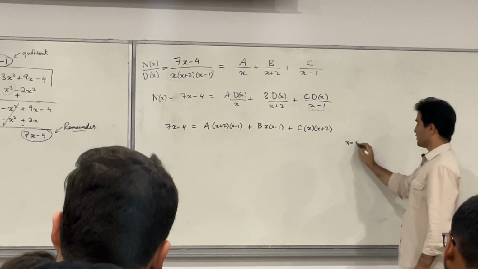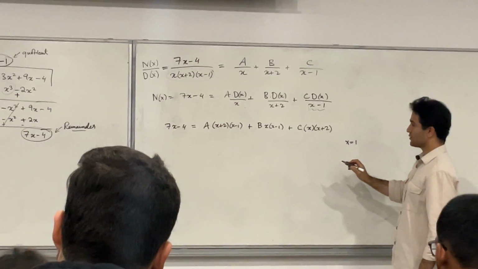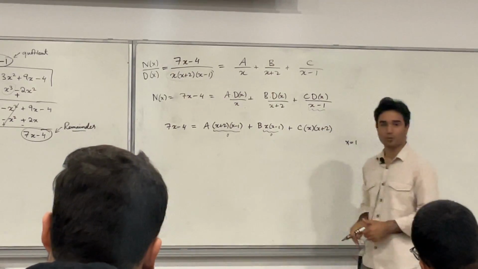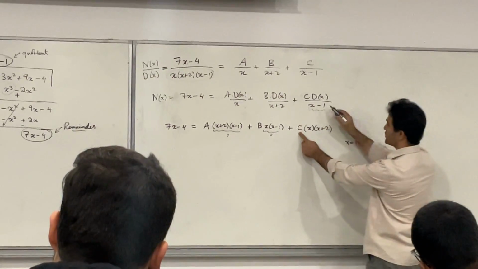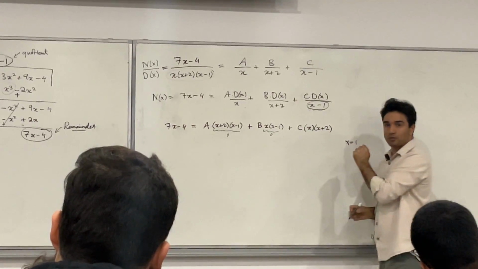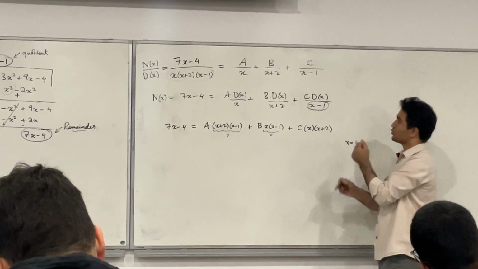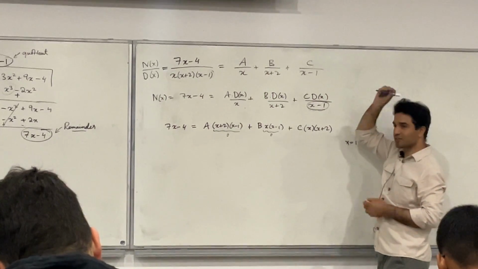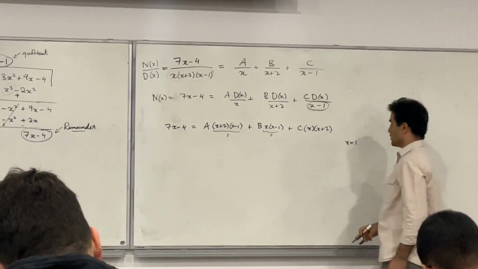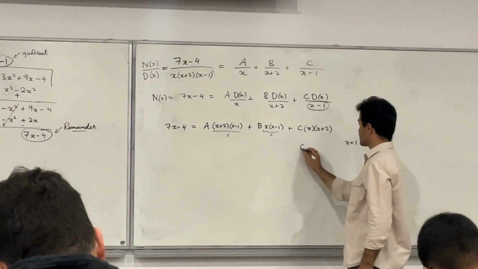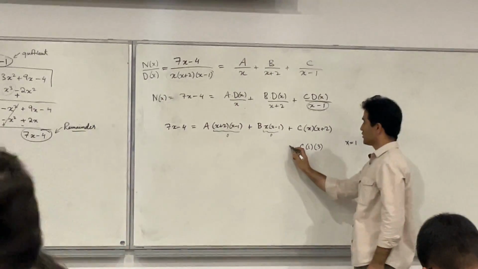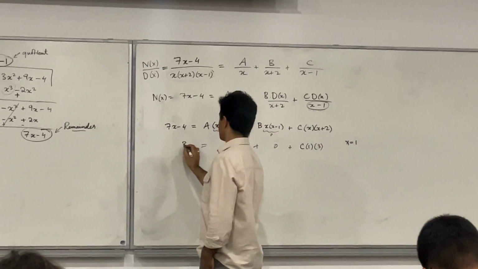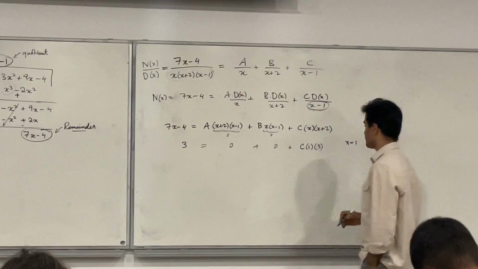So for example, at x equals 1, this would be 0 and this would be 0 because it has an x minus 1 in it. Only the term that was sitting over x minus 1 won't be 0. So to get c, you plug in x equals 1. It's just this one process. So at 1 we get c times 1 times 3 plus 0 should be 7 minus 4, that's 3, right? So c is 1.